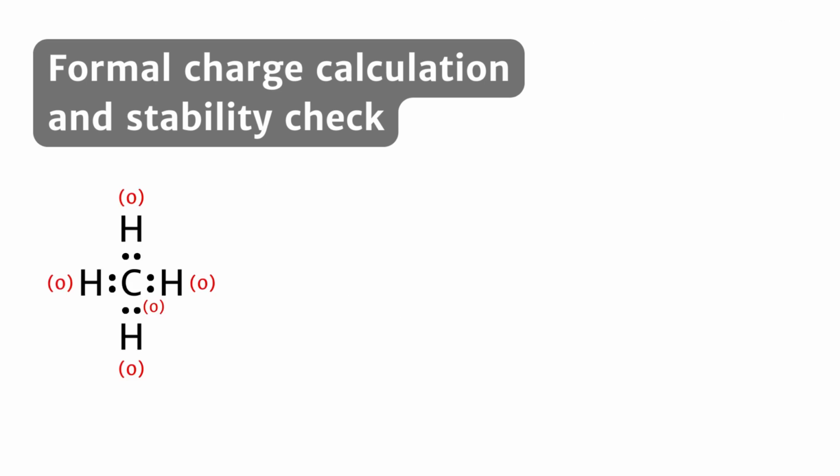The formal charges of both carbon and hydrogen atoms are mentioned, and it is evident that the current structure is stable, as formal charges on each atom are 0. Therefore, this structure is the preferable stable Lewis structure of CH4.